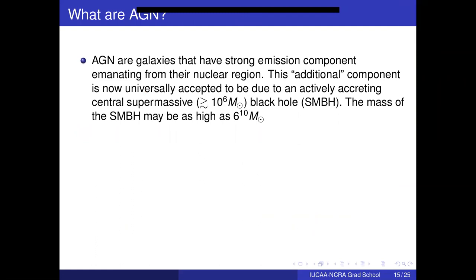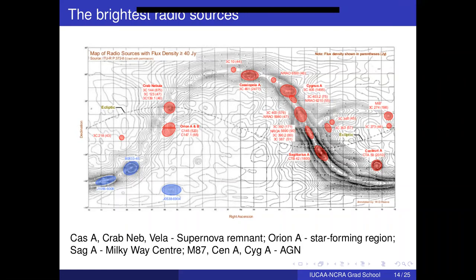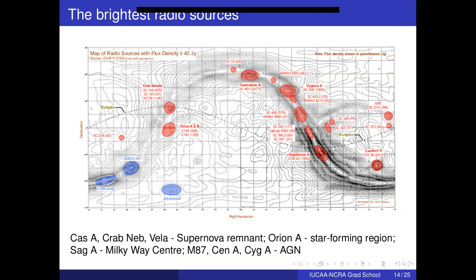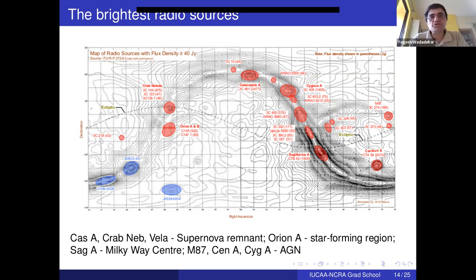Sir, do the contour lines over there represent the flux density in the radio band? Yes. So these represent the flux density in the radio band. And what is actually shown here in parentheses is the flux of the radio source in Jansky.